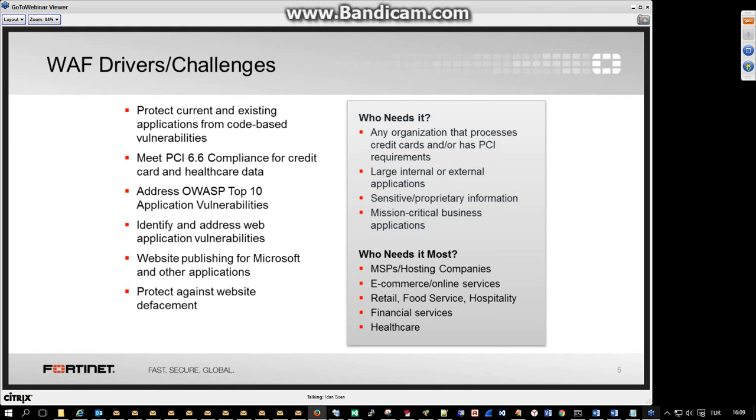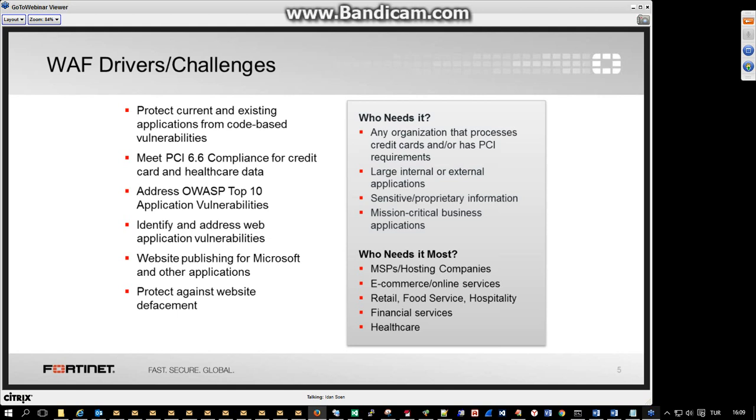The OWASP top 10 has also been more and more common in discussions with customers. When talking about protection of applications, the OWASP top 10 lists the top 10 application vulnerabilities and types of attacks. Customers want to know that their applications are protected from the OWASP top 10, and for a WAF, that's one of the main things that they do, protecting against the OWASP top 10.